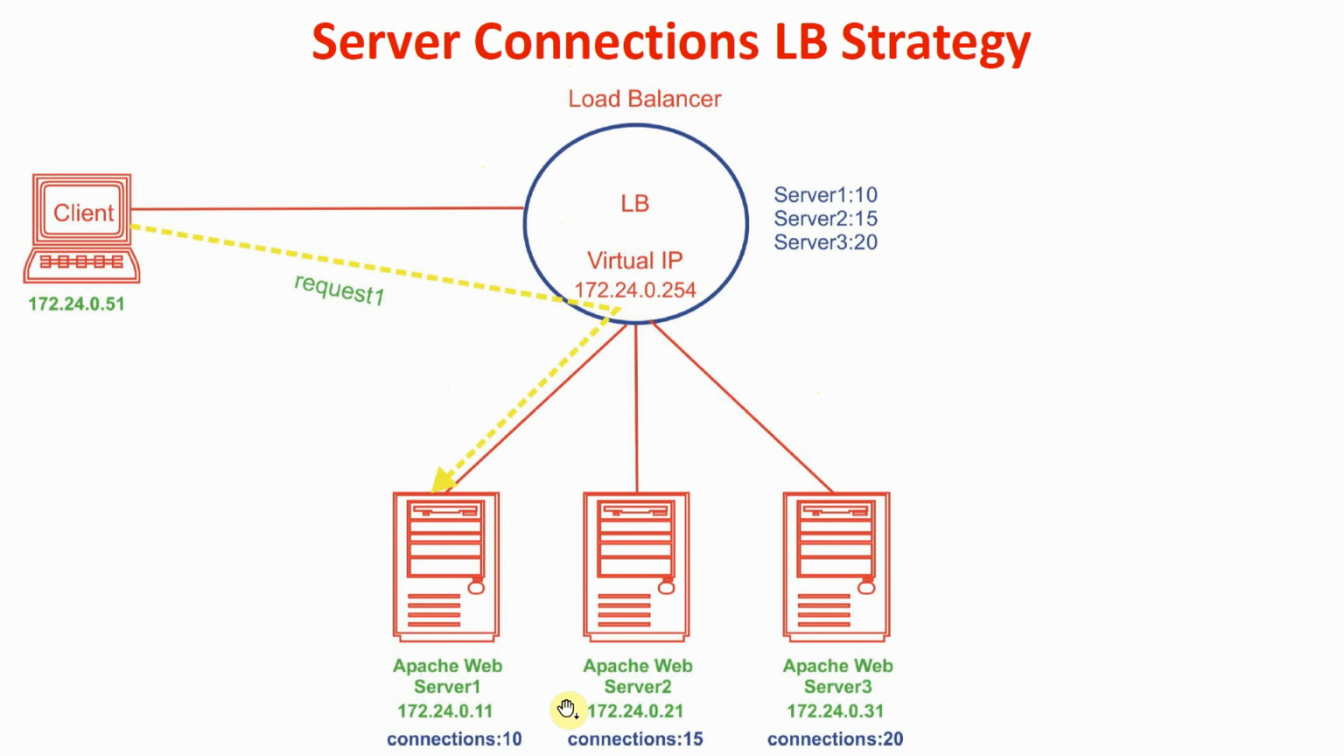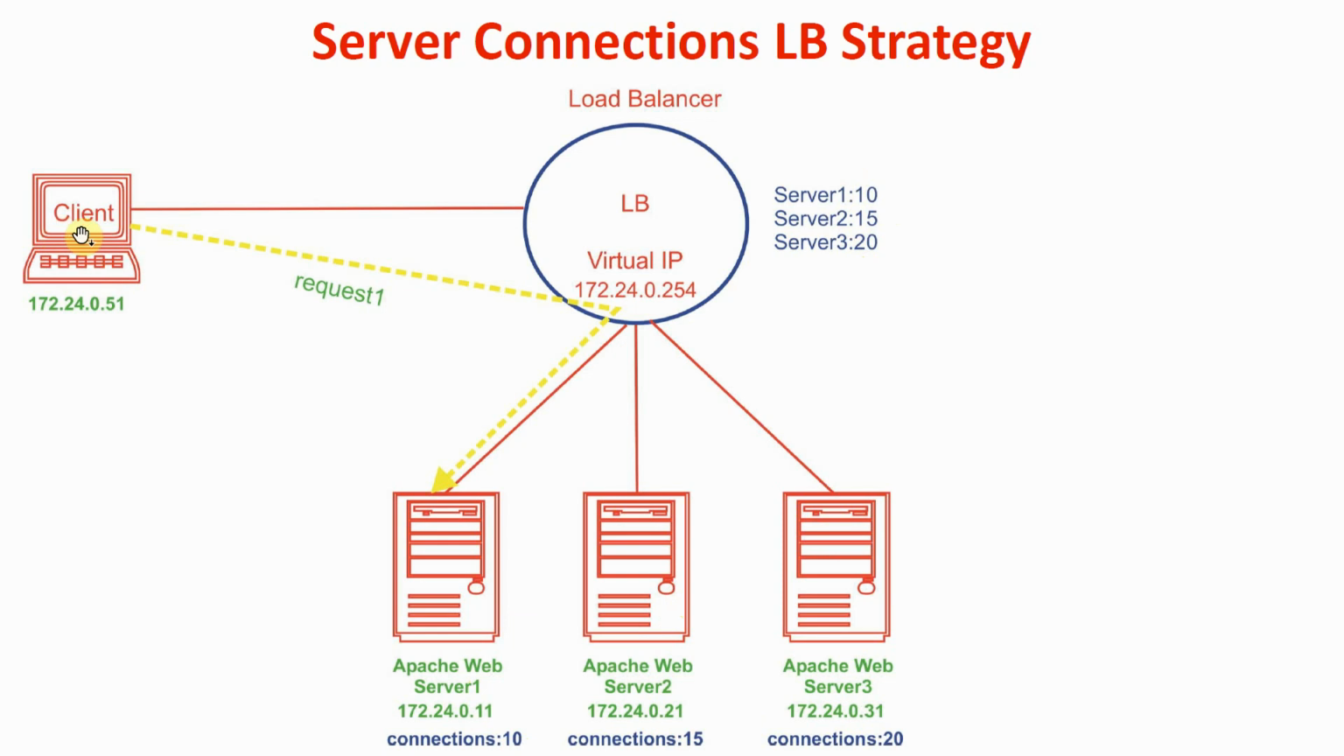In this, what happens? The load balancer will keep track of how many connections are already being handled by each server. Suppose server one is currently handling 10 connections, server two 15, and this server 20. So currently so many clients are connected, and it will note down the load, that is, how many connections: 10, 15, 20.